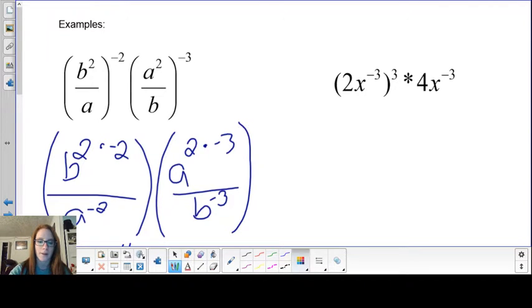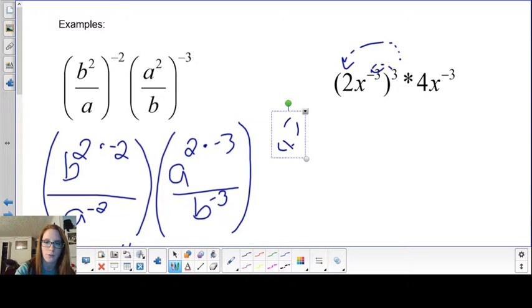So we're going to go ahead in this case, and we're going to bring in this 3 to both of them. So I have 2. Let's do that.